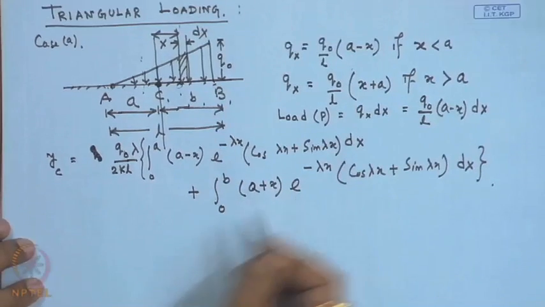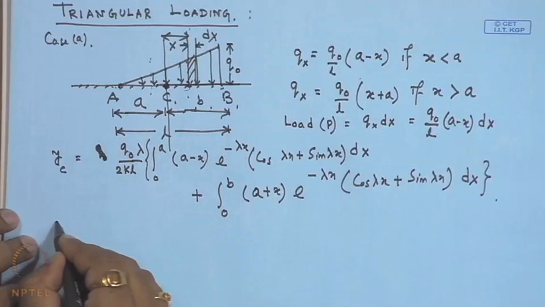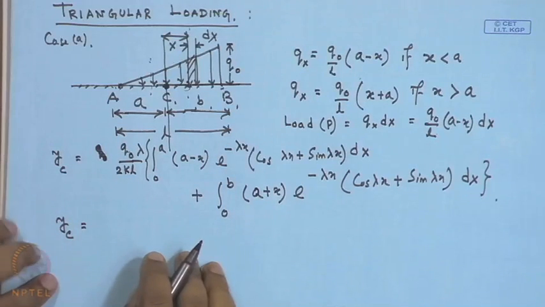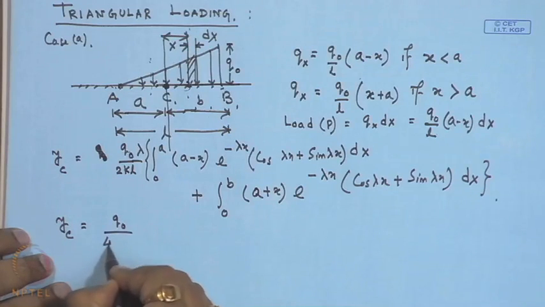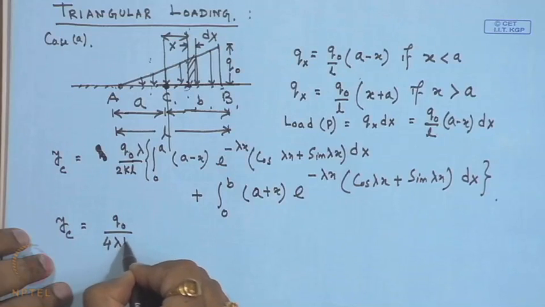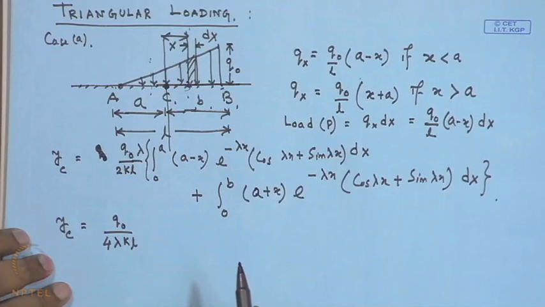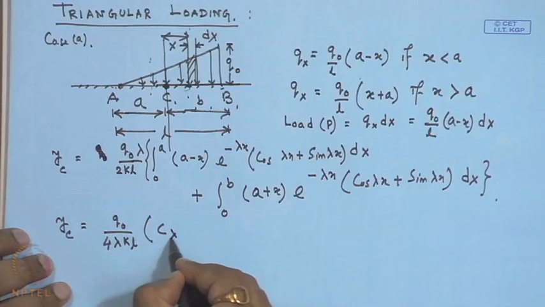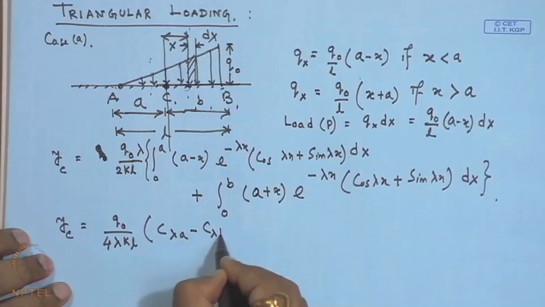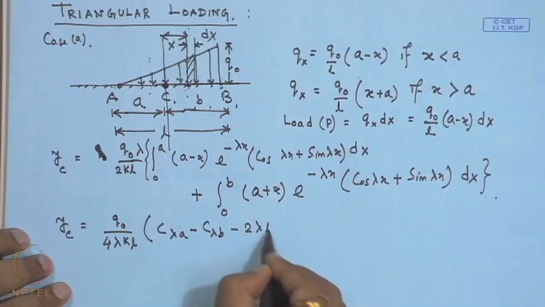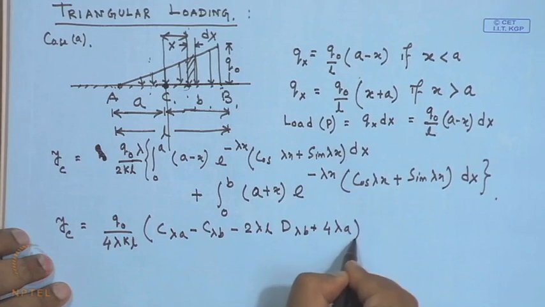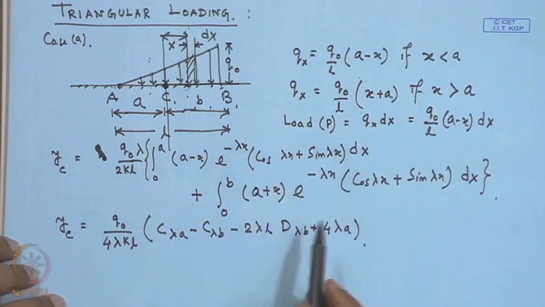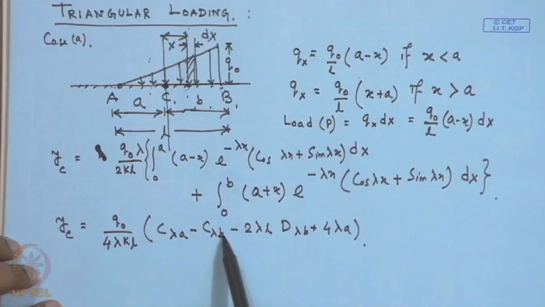Now, once we integrate all this expression, the deflection at the center point will be q 0 divided by 4 lambda k l into c lambda a minus c lambda b plus 2 lambda l d lambda b plus 4 lambda a. So, after integrating this expression, the final form will be c lambda a minus c lambda b minus 2 lambda l d lambda b plus 4 lambda a.